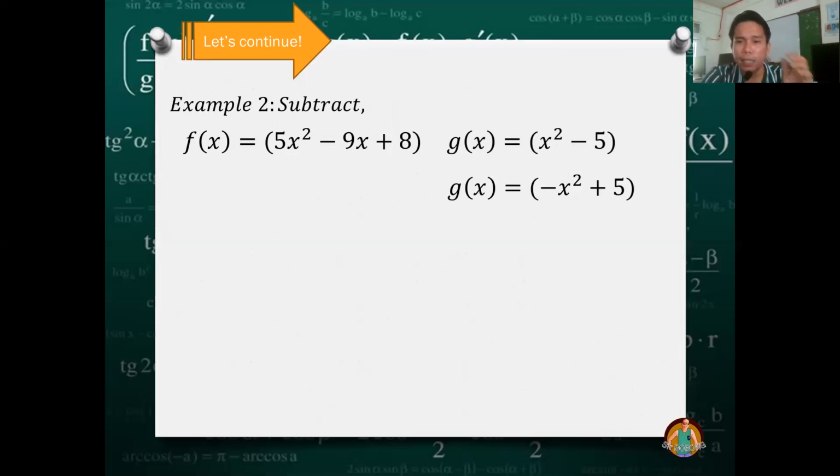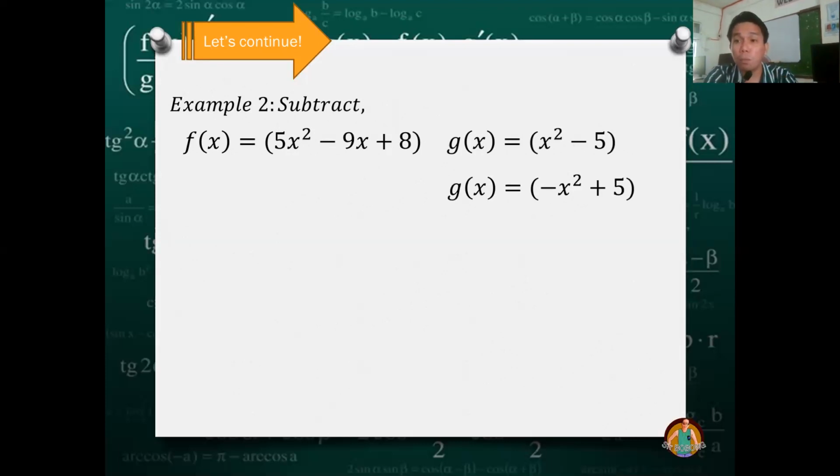Again, paano naging negative x squared plus 5? Kasi papalitan natin ng sign. Opposite sign. Imu-multiply natin sa negative sign. Okay? So negative times x squared will give us negative x squared, and negative times negative 5 will give us positive 5. At yung g of x na nasa baba, yan na yung bagong expression natin, which is yan na yung gagamitin.